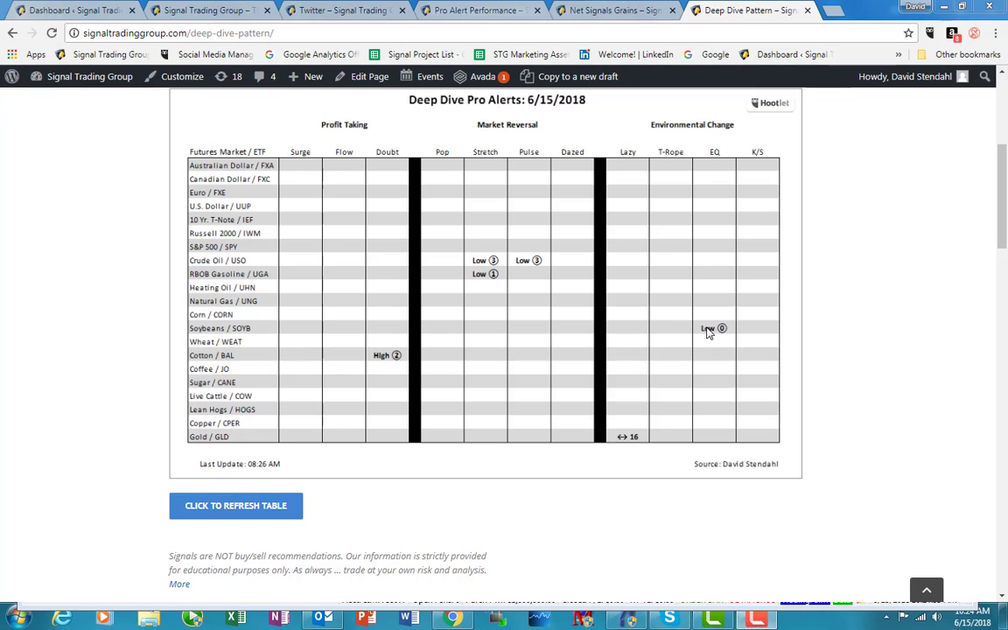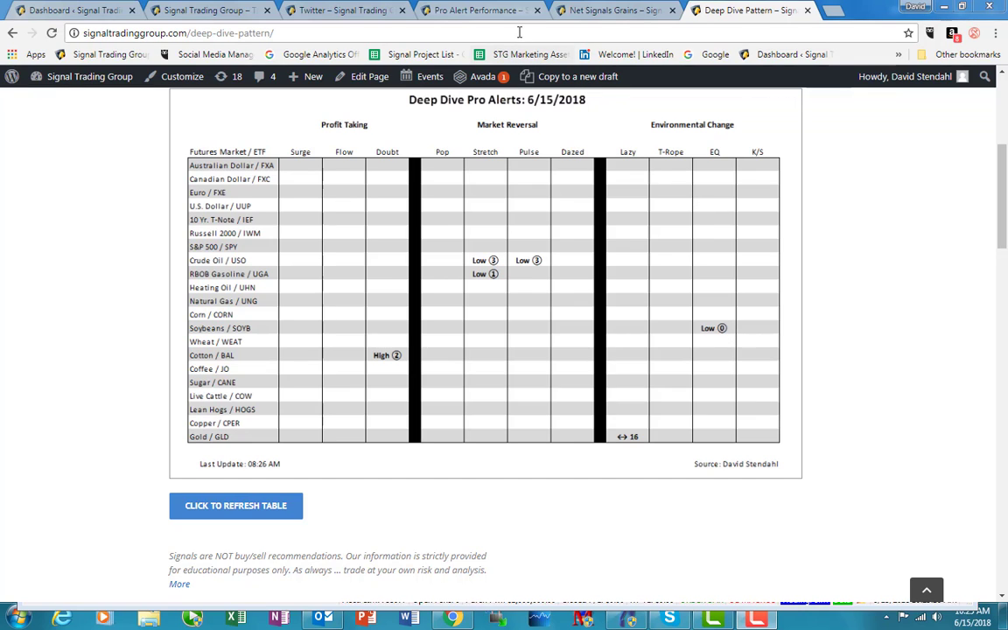EQ stands for earthquake, and because it's such a dramatic day in the grains today, I want to point out a couple of things. First thing is that this alert, when it does trigger, especially on the day that it triggers, and if you can, mid or early day, it's not a bad thing to really start taking a look at this particular indicator.